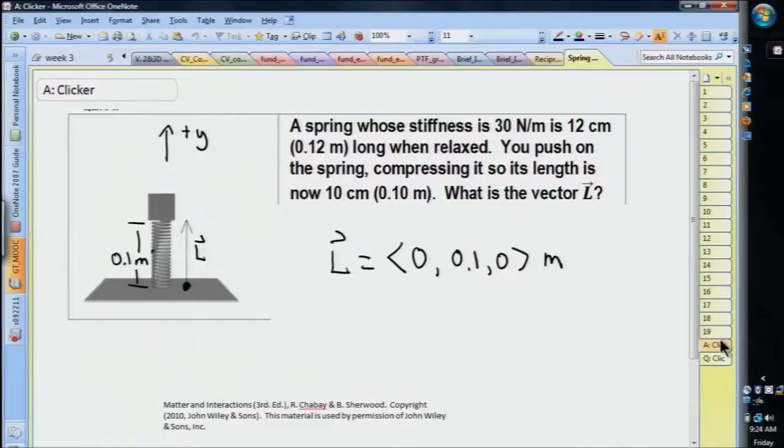Here's the answer. The origin of our coordinate system here is the attachment point. And we choose the positive y direction toward the top of the page. The L vector points from the attachment point to the other end of the spring, so the L vector points also in the plus y direction, and therefore we'll have only one non-zero component, a positive y component. The magnitude of the L vector is just the compressed length of the spring, 0.1 meter. So putting all that together, we find the L vector is correctly expressed as shown.